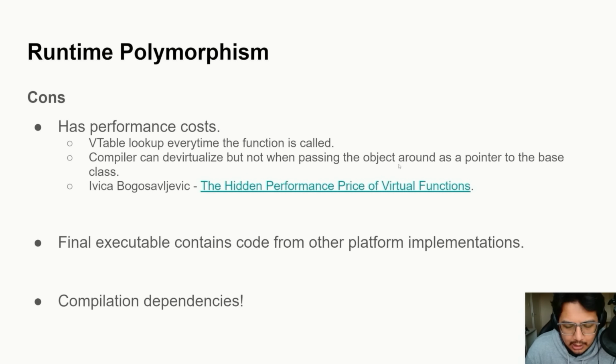Now, obviously, runtime polymorphism is not free. It has a performance cost to it. There will always be a vtable lookup every time a virtual method is called. Depending on how you pass the pointer to the object around, the compiler can devirtualize, but not when the object is passed around as a pointer to the base class object, right? The compiler cannot make assumptions that the pointer is not referencing a different derived class type.